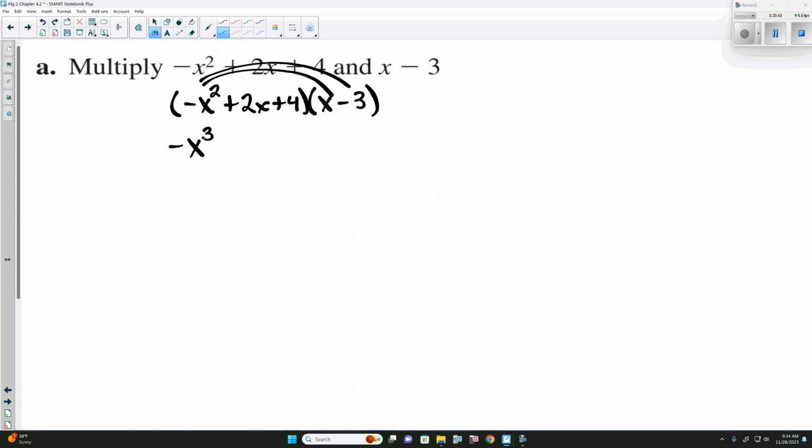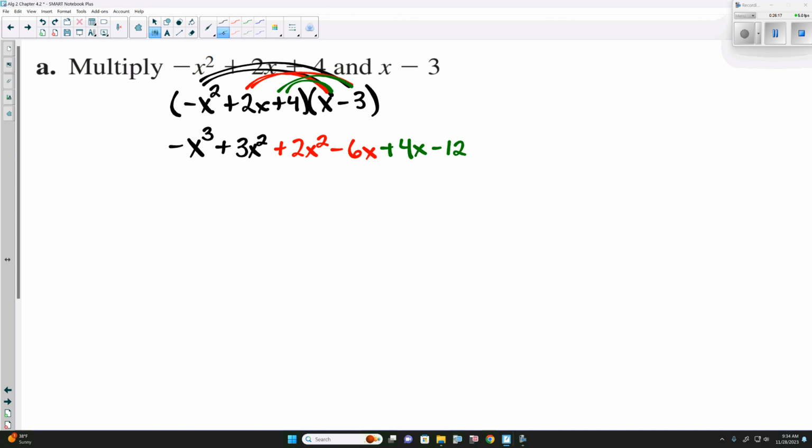Negative x squared times negative 3, negative and negative make a positive 3x squared. Then we do it again with 2x. 2x times x is plus 2x squared. 2x times negative 3, negative 6x. Then we move to the last one, 4. 4 times x is plus 4x, and 4 times negative 3 is negative 12.